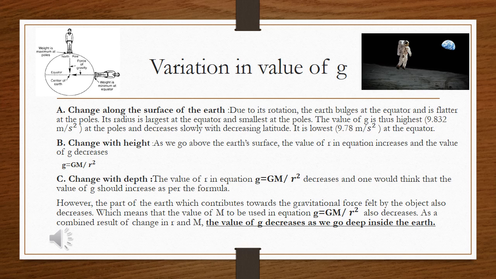Now third point, change with depth. We know that the equation is g = GM/r². So if r decreases, then one can think that g increases, but this does not happen, because the part of the earth which contributes towards the gravitational force felt by the object also decreases, which means that M in this equation also decreases. As a combined result of the change in r and M, the value of g decreases as we go deep inside the earth.